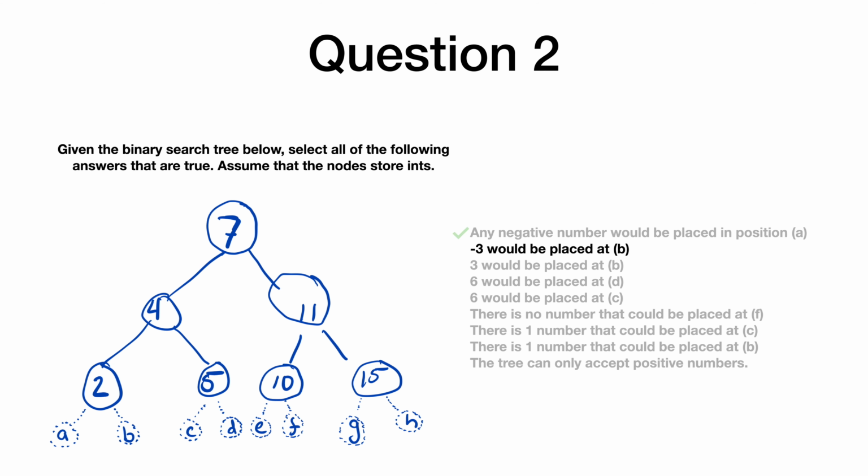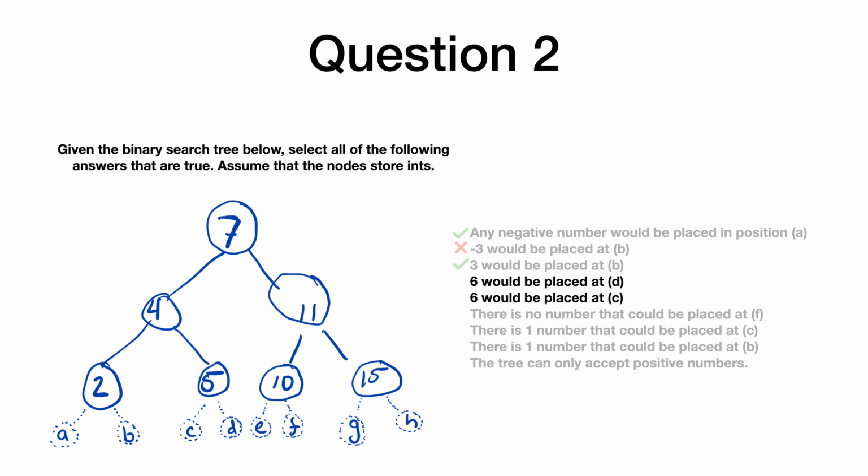The next question asks, true or false, -3 would be placed at B. Well, in the previous question, we said that all negative numbers are going to be placed at A. So that can't be true if the other one is true. But then the next one asks about +3. Well, let's see where we placed, right? So 3 is less than 7. It's less than 4, but it's greater than 2, which means 3 would be placed at B. Yes, that's correct.